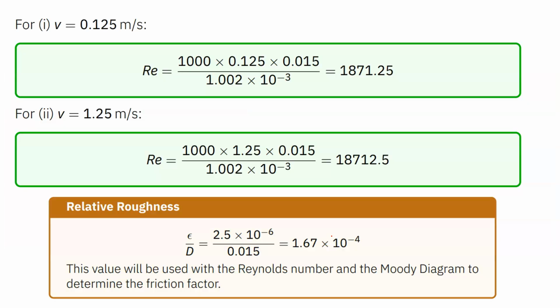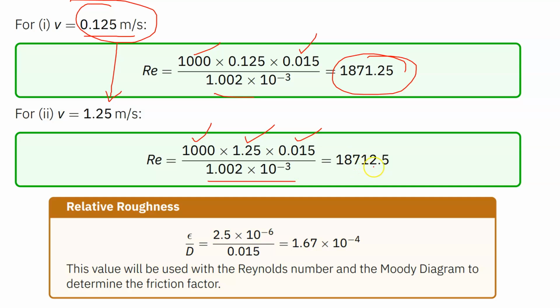Now here, for the first condition V is 0.125, so we are going to find out the Reynolds number. So rho is 1000, V is 0.125, then D, and then mu. So Re for this velocity is nothing but 1871.25. And when V is equal to 1.25 meter per second, the Reynolds number will be 10 times higher. So again Re is equal to 1000, then velocity, then diameter, then viscosity, so that is 18712.5.